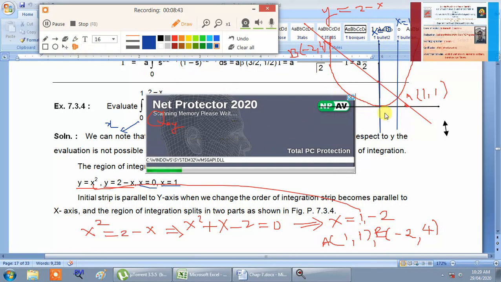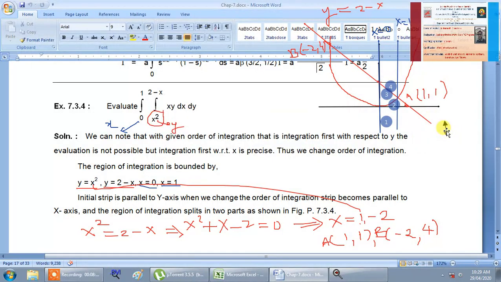So the first possibility is what? Whether it is this region, number 1, number 2, number 3, number 4. So let us find out which one is the correct region of integration. For finding the correct region of integration, let me have a strip. Note that the initial strip is parallel to which axis? Y axis. So this is your initial strip.